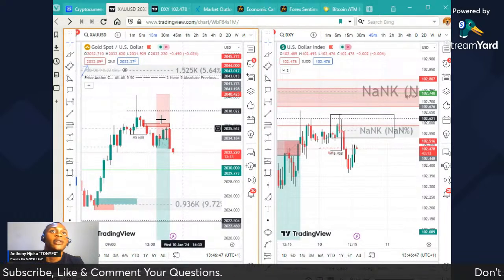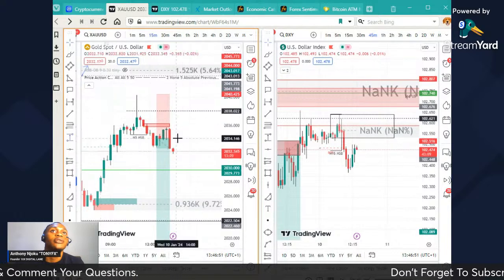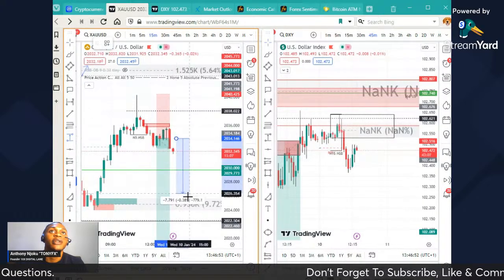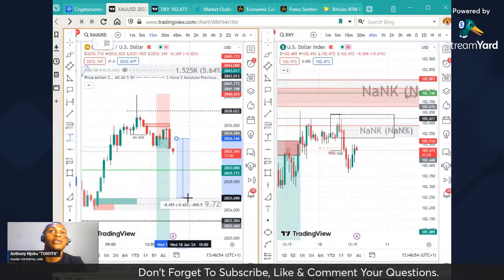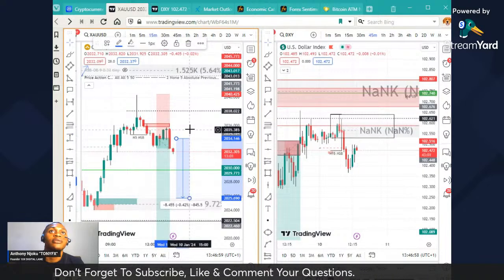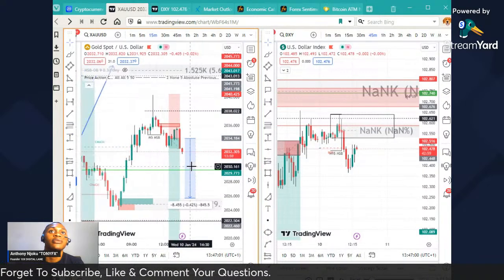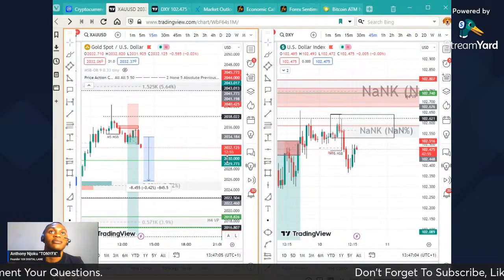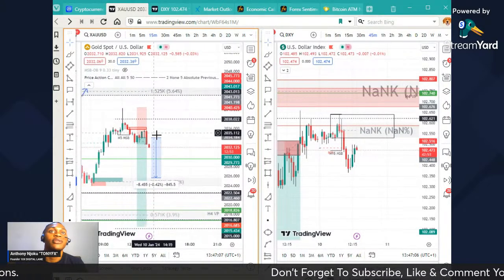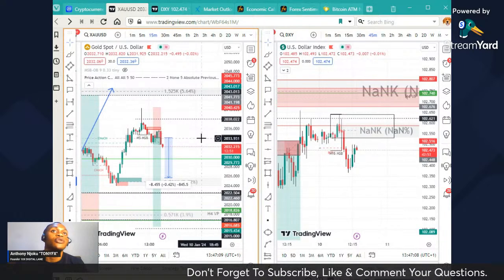Then target 2 is, let's see how many pips target 1 is. Target 1 is about 84 pips. That's about 1:1.2 or 1.3.